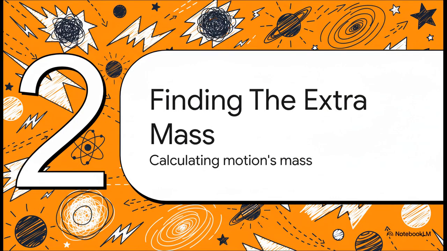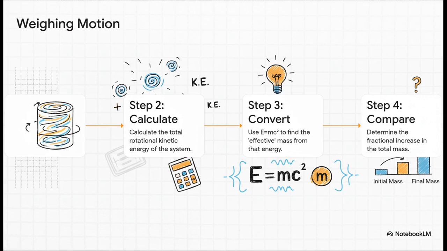Okay, so you've got all of these different speeds and energies all mixed up inside this one spinning thing. How in the world do you calculate the total extra mass? It sounds really complicated, but the process is actually surprisingly straightforward. Here's how the logic works.